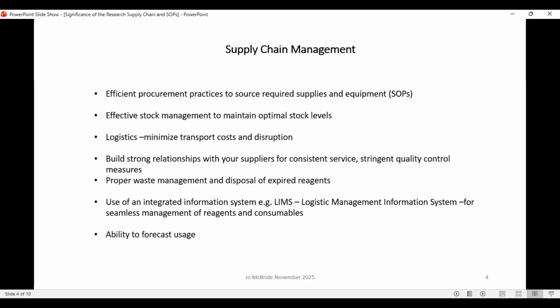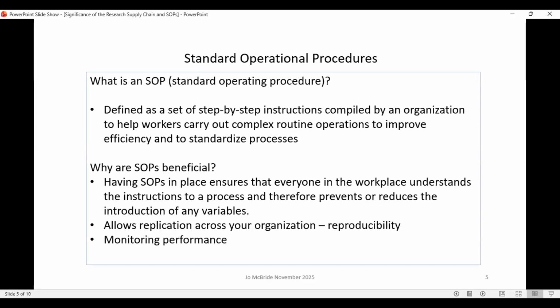Then there is the use of an integrated information system. It would be fantastic if you have something like a LIMS system, where you can have the seamless management of reagents and consumables. Having something like that in place can tell you how your stock is moving, and it also gives you the ability to forecast usage for any work that has to be done down the line.